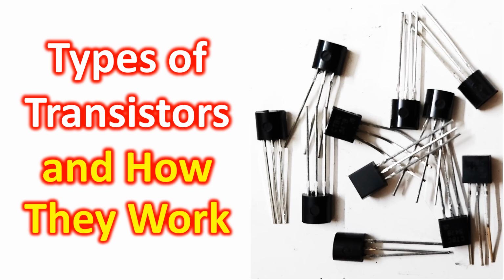Transistor is a semiconductor device invented by John Bardeen, Walter Brattain, and William Shockley in 1947, and they received the Nobel Prize in Physics for this invention in 1956. It is a device used to amplify and switch electrical signals.